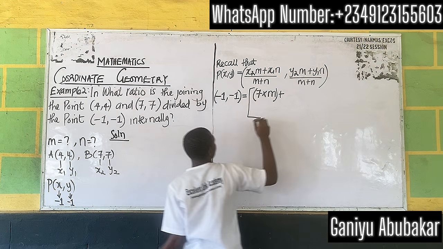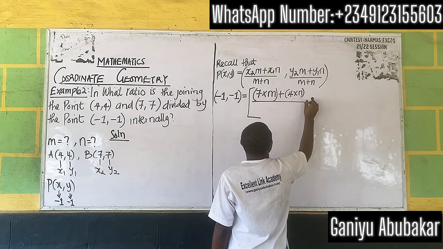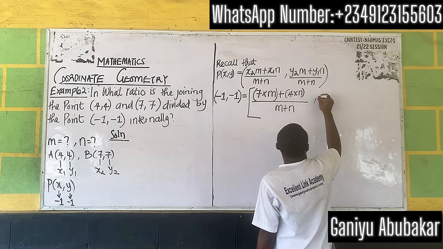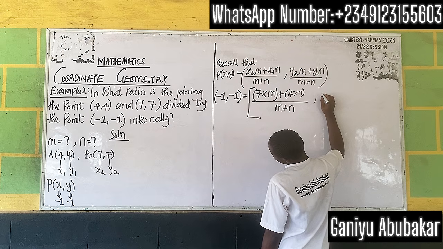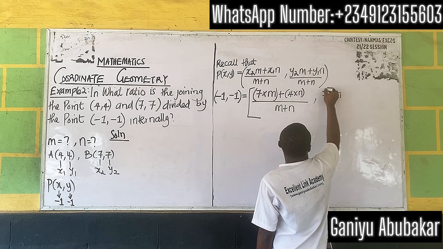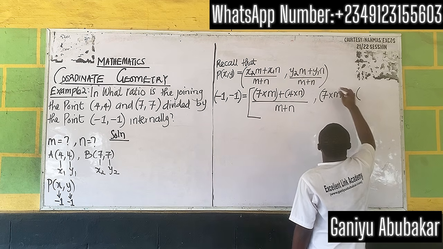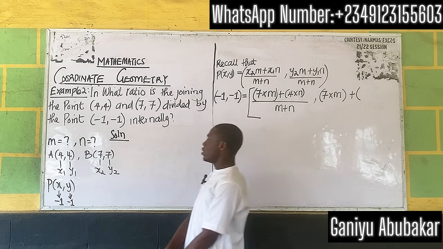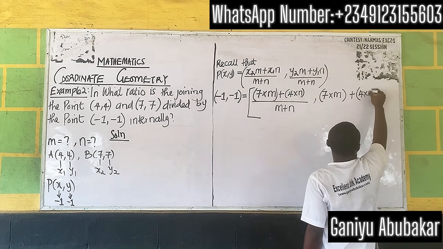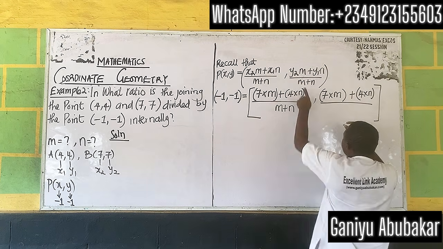X1 is 4 times n (n is unknown), all over m plus n, comma y2. Y2 is 7 times m plus y1, which is 4 times n, all over m plus n.